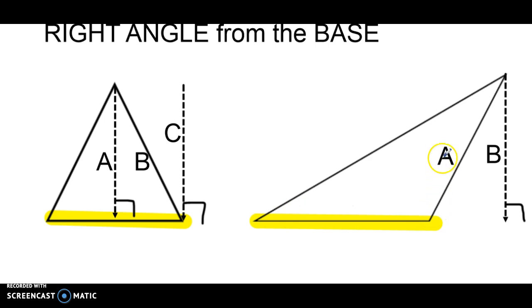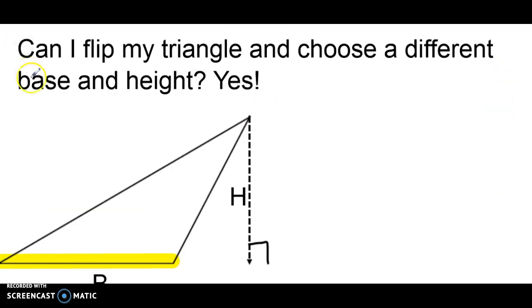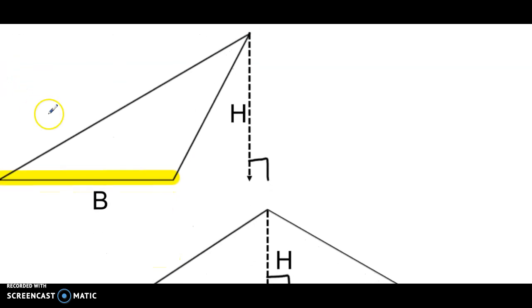This other triangle, can A be my height if the highlighted side is my base? No, this is not at a right angle. Can B be my height? Yes, it goes all the way up to the top of the triangle and is at a right angle. Can I flip my triangle and choose a different base and height? The answer is yes.